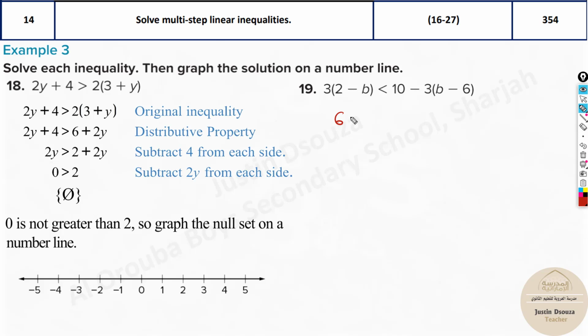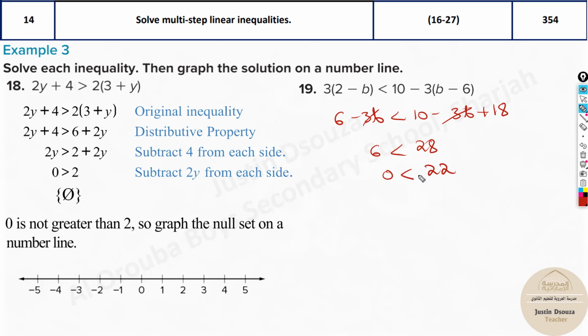It's 3 times 2 is 6 minus 3b is less than 10 minus 3b plus 18. Minus minus becomes plus. Now again, see, this cancels off. Now let's see what happens. 6 is less than 10 plus 18, which is 28. Yes, this is true. Or you can take the 6 to the other side. It will be 0 less than 28 minus 6, it will be 22.